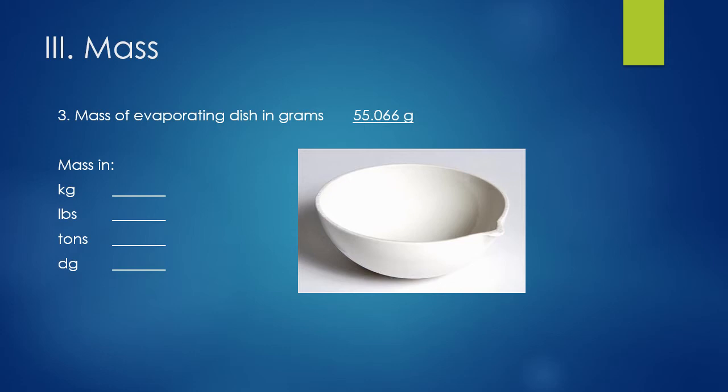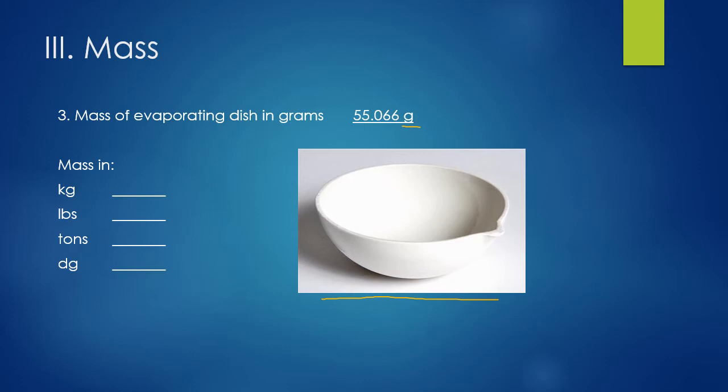Next, we're moving on to mass. So we're going to be using the mass portion of the conversion factors. The first one is having us take the mass of an evaporating dish. I have a picture of an evaporating dish shown here. We'll be using that in one of the labs this semester. I put this evaporating dish on the scale and then measured it in grams.